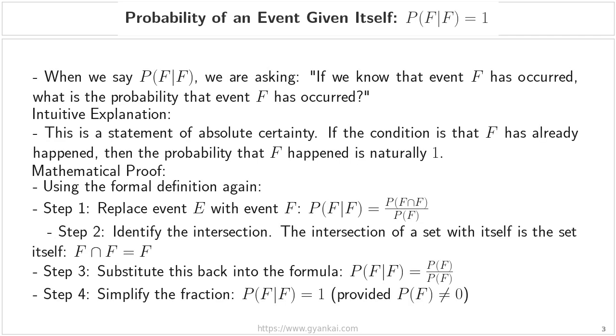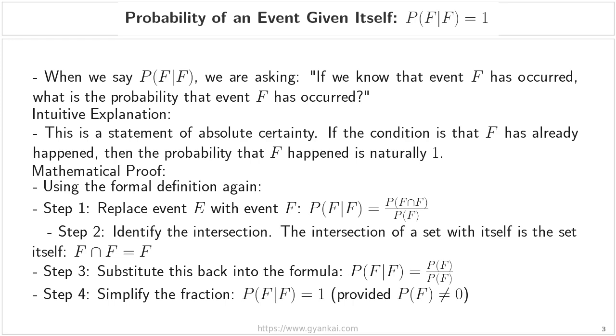But as mathematicians, we don't just rely on intuition. We want to see the formal proof. Let's use the formal definition of conditional probability that we used in the previous slide to prove this. First, we start with our standard formula for the probability of E given F, and we replace the event E with our event F. This gives us the probability of F intersection F, all divided by the probability of F.